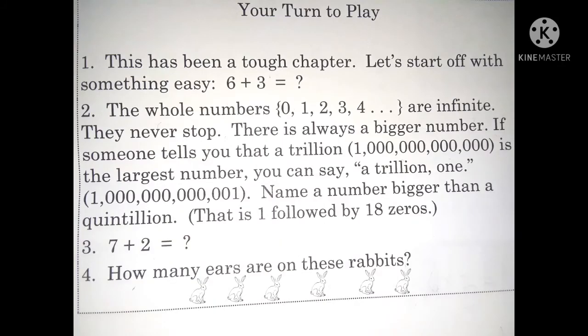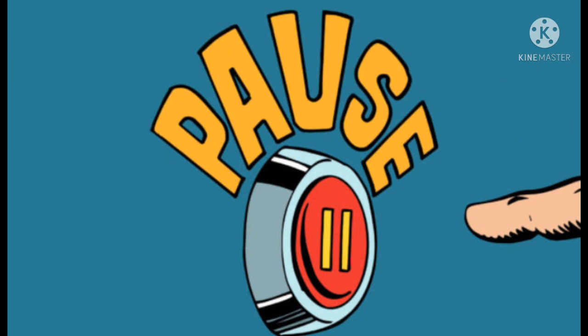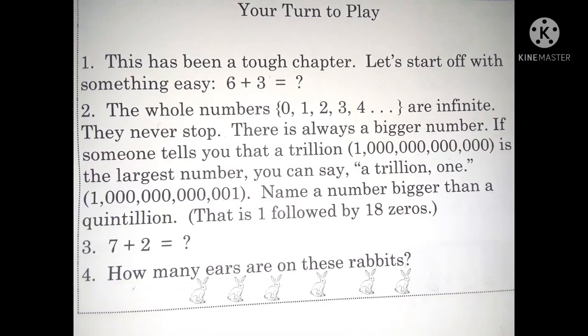Number 2. The whole numbers 0, 1, 2, 3, 4 are infinite. They never stop. There is always a bigger number. If someone tells you that a trillion is the largest number, you can say 1,000,001,000,000. Name a number bigger than quintillion. Number 3. 7 plus 2 equals what? Number 4. How many ears are on these rabbits?